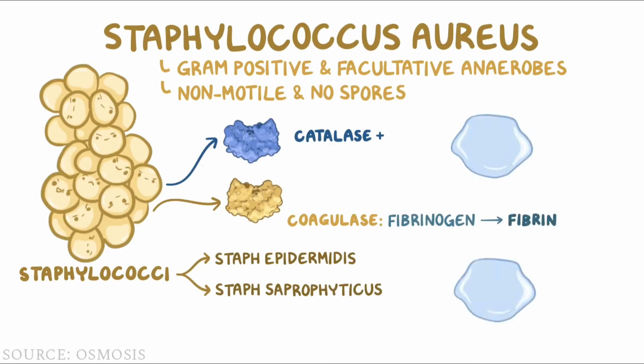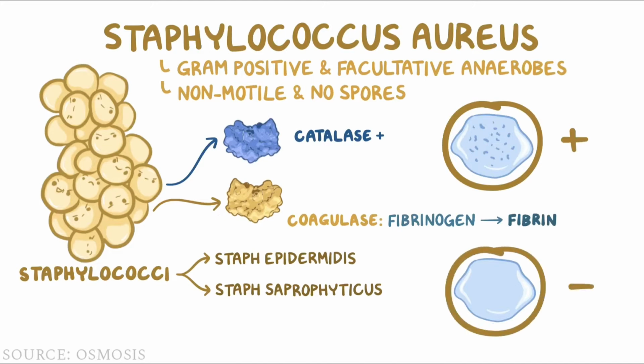So let's say that we stir up some Staph aureus bacteria in a liquid emulsion, and then add a few drops of plasma which contains fibrinogen. The coagulase positive Staph aureus will convert the soluble fibrinogen to sticky fibrin, which then visibly clumps up, whereas coagulase negative bacteria won't.